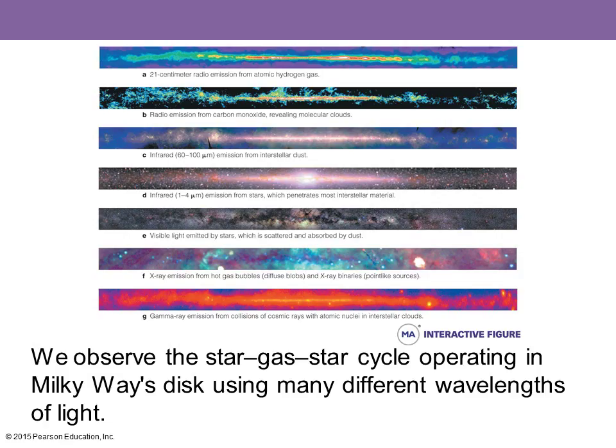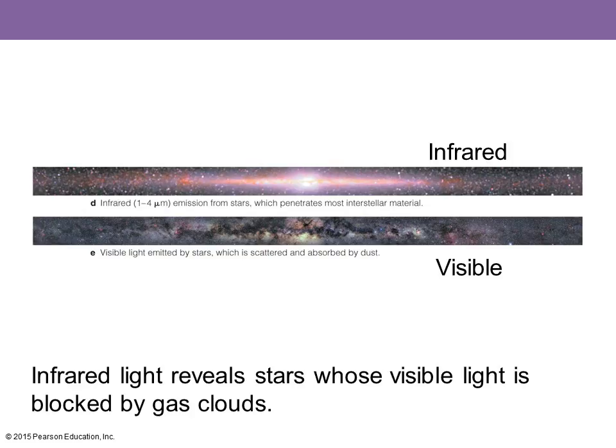So we observe the star-gas-star cycle operating in the Milky Way's disk using quite a few different wavelengths of light. A through G here are all labeled in terms of what wavelength we're looking at. Here's our Milky Way galaxy in infrared and visible light. So as you can see, the visible light is blocked out quite a bit, probably by interstellar medium.